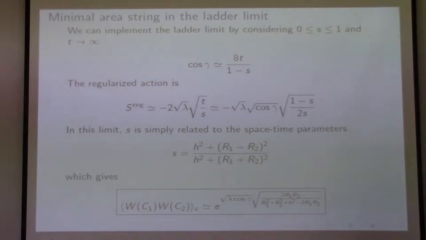Let me go to the ladder limit. You can implement the ladder limit by taking this constant T to infinity. In this case, this cos gamma becomes this function, T over 1 minus S. You compute the regularized area, it's also very simple, it's just this product of T over S. You use this to eliminate T in favor of cos gamma, and then you have this expression. But also S, this constant of motion, is related to the space separation H in this way. So when you eliminate S by this combination, you get this expression, which is exactly what we get in the ladder limit for the sum of ladders.